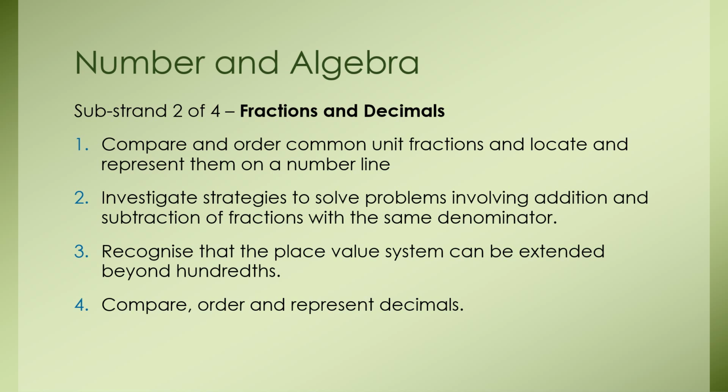The next substrand is called fractions and decimals, and the first content descriptor is comparing and ordering common unit fractions and then just putting them on a number line. So it could be an example of, let's say, having a quarter, 2/4, 3/4, 4/4, which is of course a whole, and just having that on a number line.